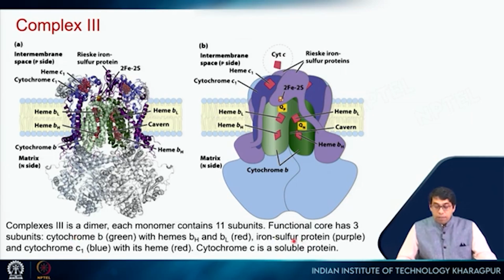There is an iron sulfur protein which is purple, right? So the iron sulfur cluster is shown here, and cytochrome C1 which is here, which also has a heme which is shown in red. So this is cytochrome C1. Now this cytochrome C1 is bound to this complex, and this cytochrome C is soluble, which will move out. Cytochrome C is a soluble protein.